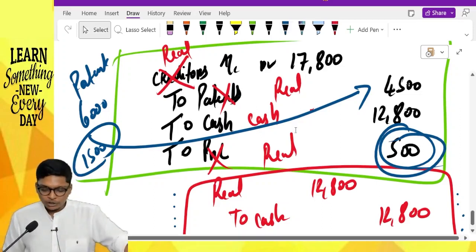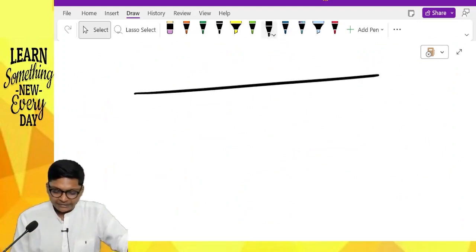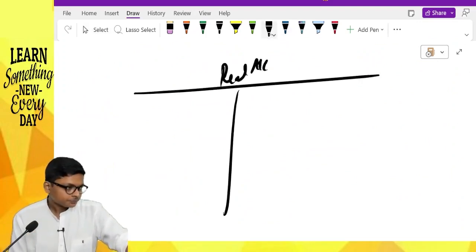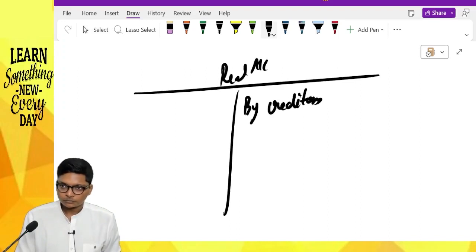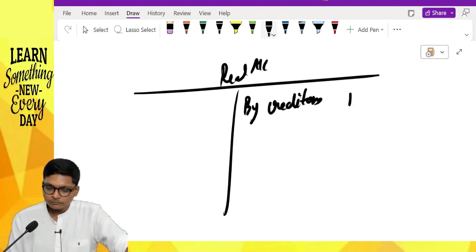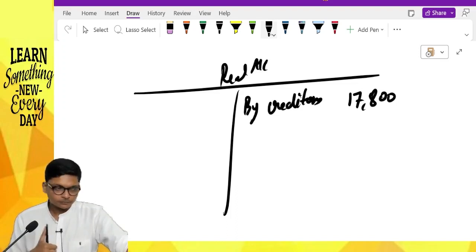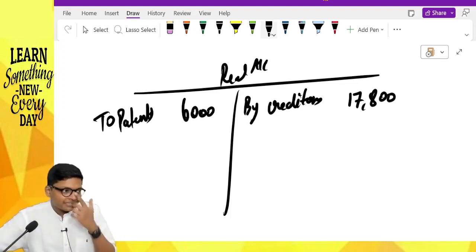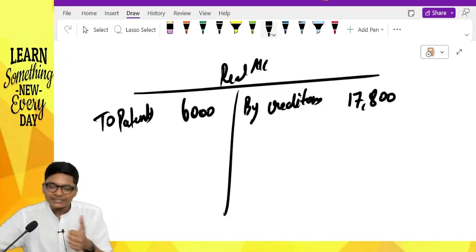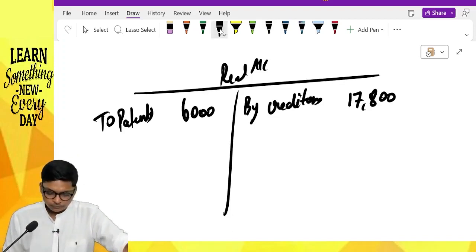Now let me show you how this is represented in my realization account. Here we write by creditors 17,800. Patents, don't write fully, I am writing only to the extent of this transaction. Patents I know is 10,000, but this transaction is only 6,000. How much is paid to creditors? 12,000. Where am I writing the entry?